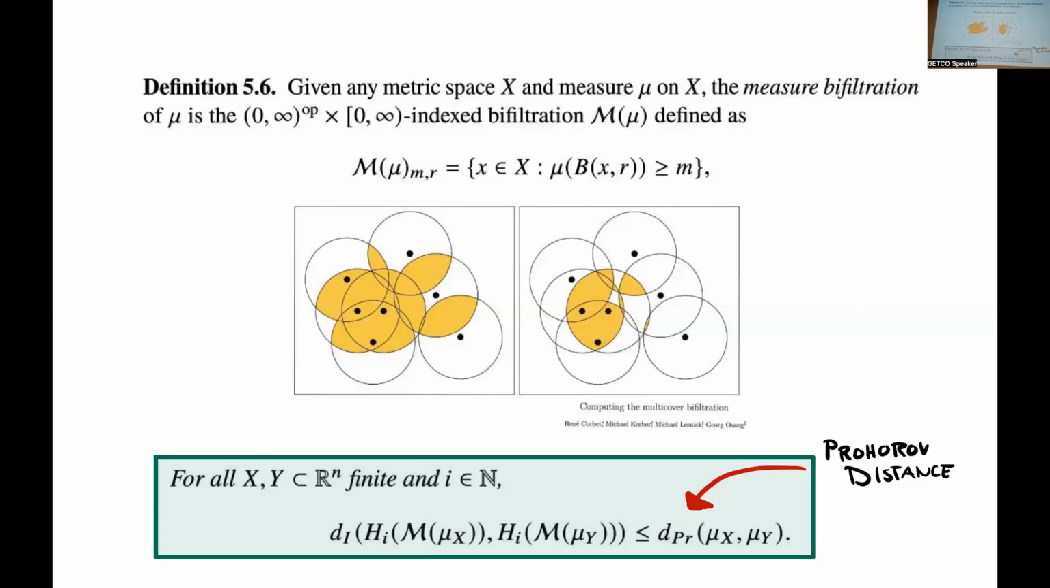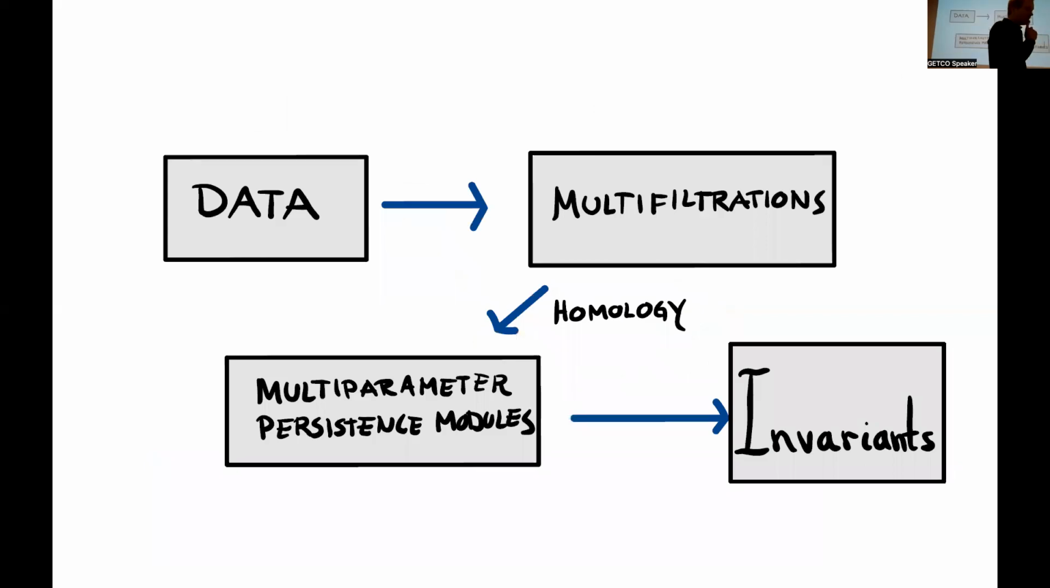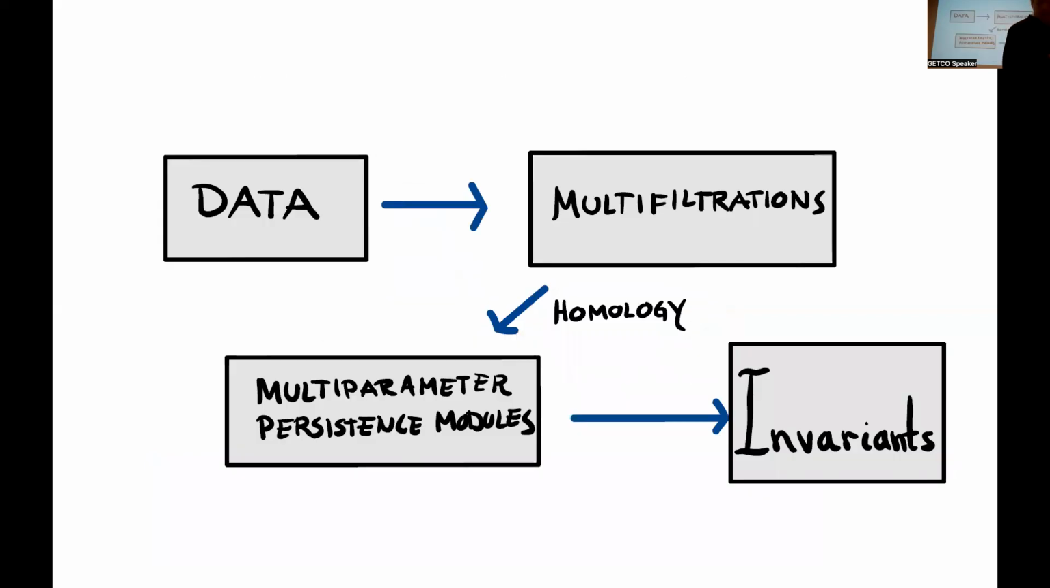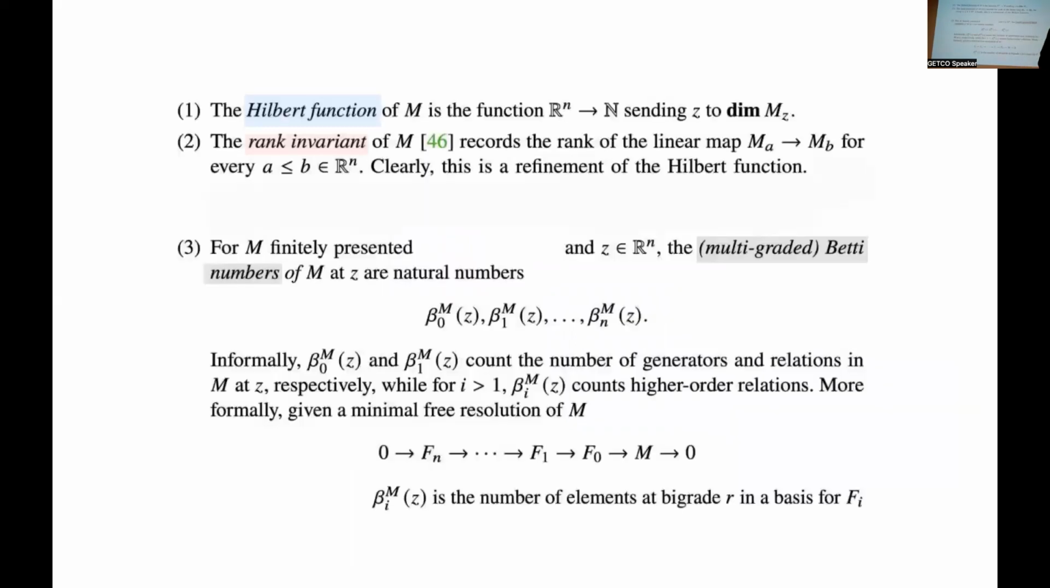Okay. So I'll say a few more words. All right. So that's a positive result that tells you that interleaving distance for multiparameter persistence has good theoretical properties. But now let's be a bit more concrete and look at different invariants. So we go from data to multifiltrations to apply homology, and then in the end we'd like to compute some invariants. So the simplest possible invariant you can compute is the Hilbert function. Okay, so what's the Hilbert function? You just look at your module and you record the dimension everywhere. The one that I will spend most time discussing today is the rank invariant. You just record the rank between any two points.